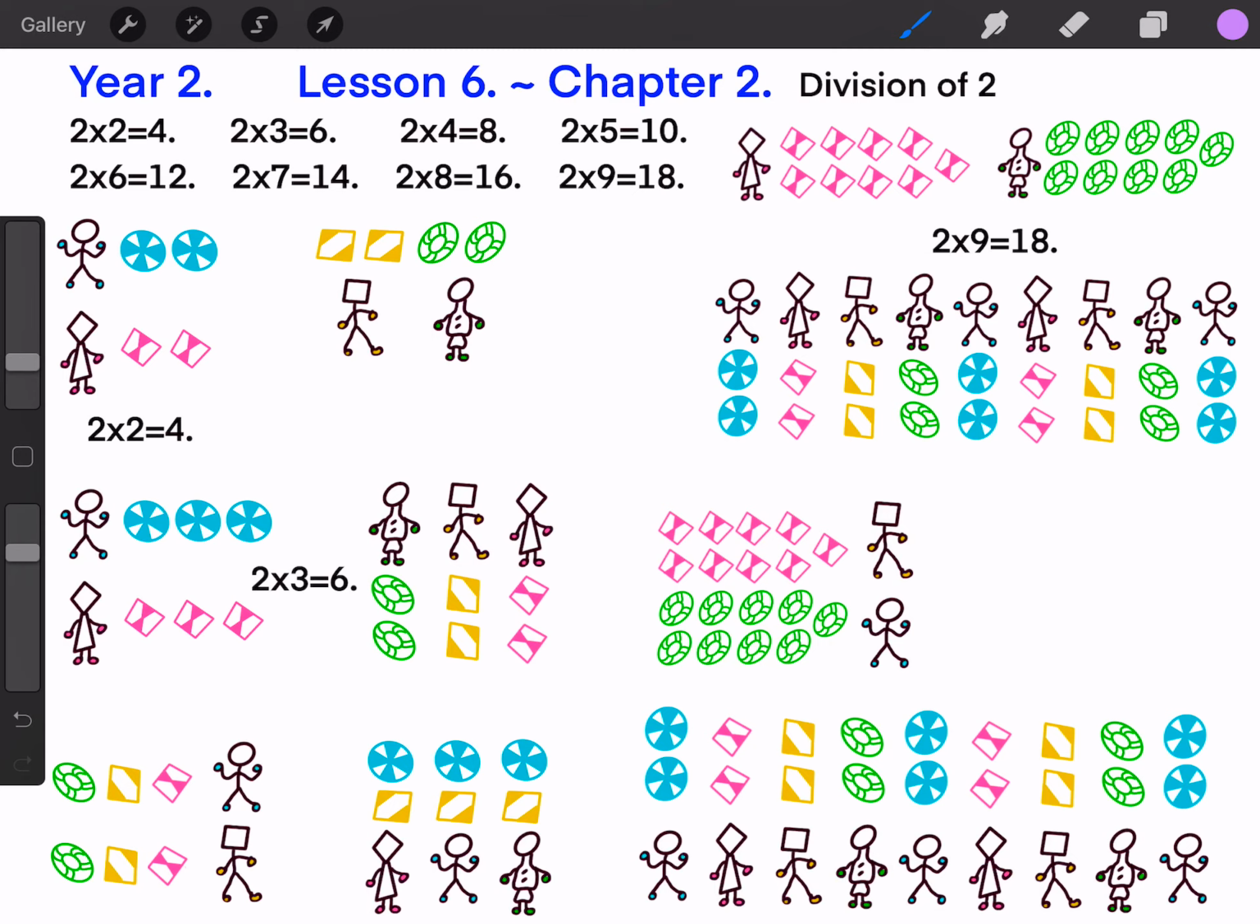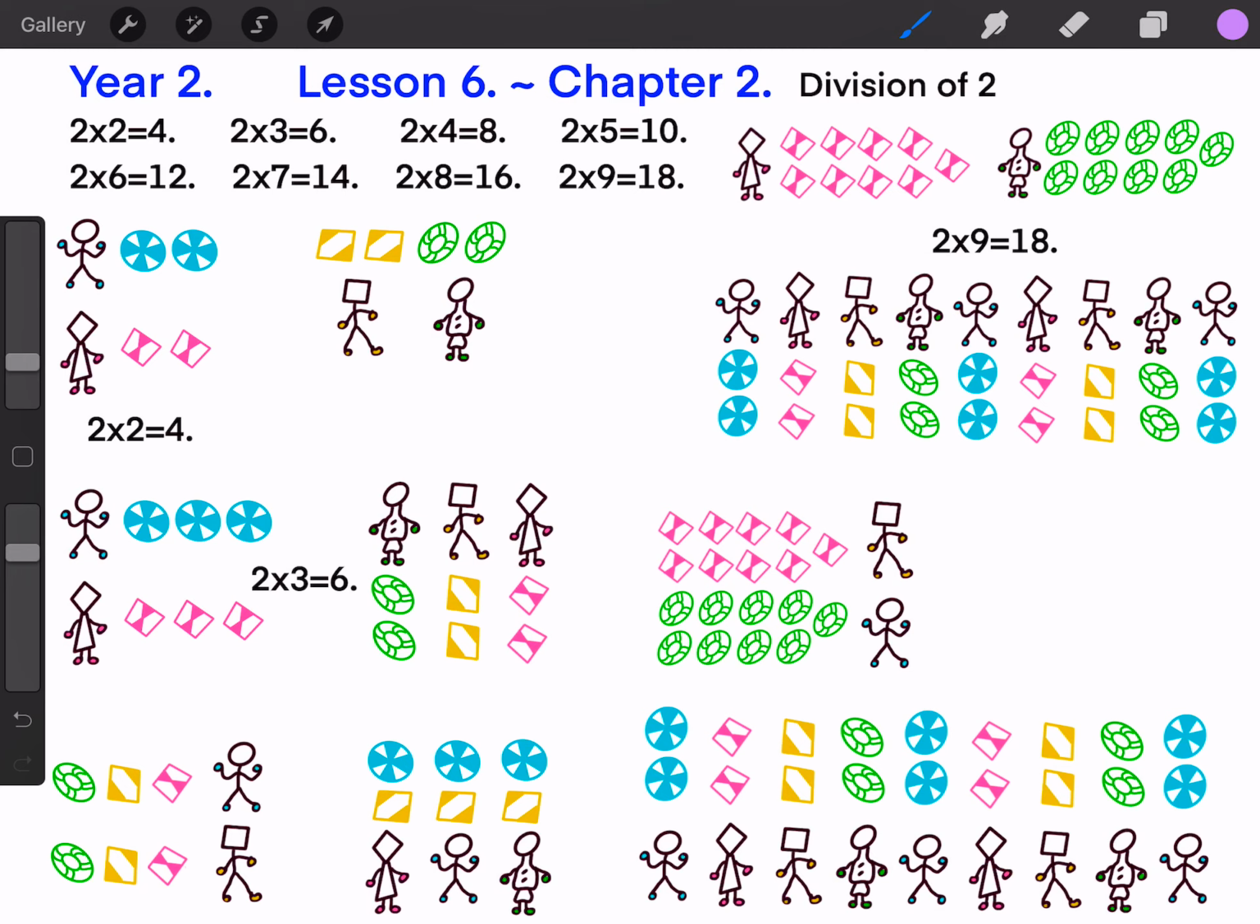In Year 2, Lesson 6, Chapter 2, we will introduce Division of 2. In this chapter, we still use kids and candies to help you understand division. As division is the reverse calculation of multiplication, the learning of division of 2 is based on the times table of 2.